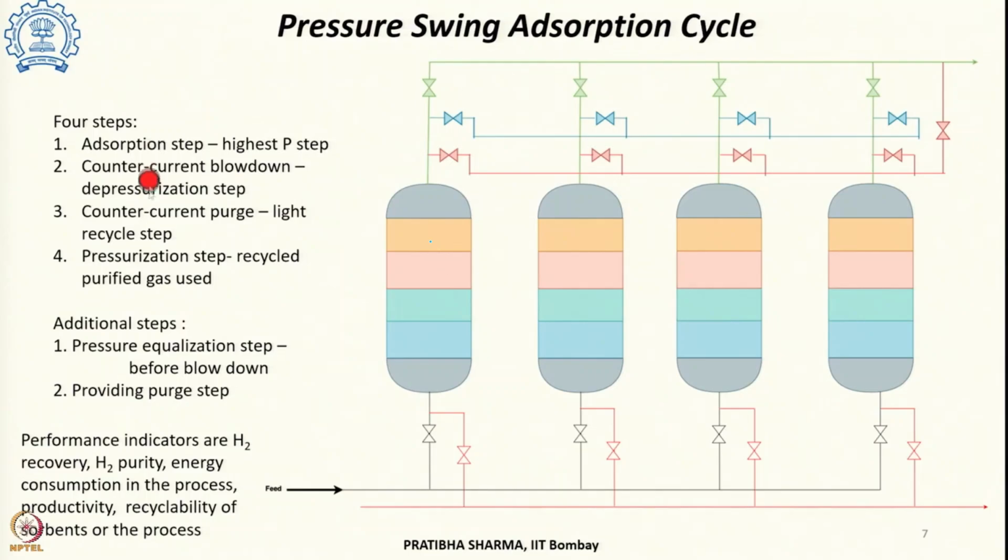This is the process. There are four steps in the pressure swing adsorption process. The first one is the adsorption step. Adsorption always occurs at the surface. Suppose this is one chemical. It may be silica, or it may be MOF, metal organic framework.